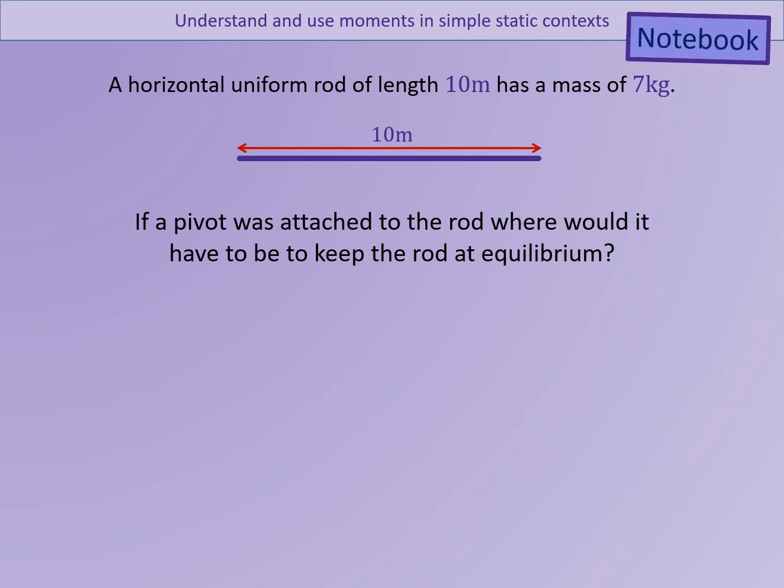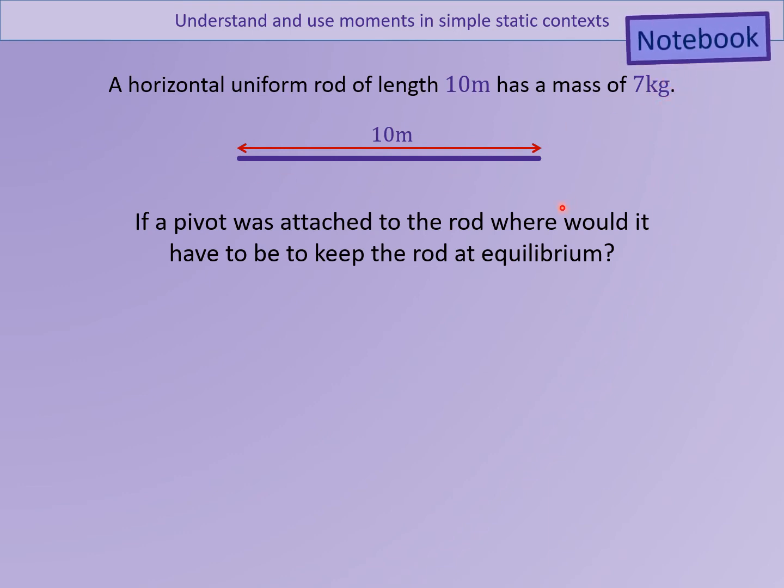Okay, so let's make a bit more complicated situation then. I've got a horizontal uniform rod, okay, 10 meters, mass of 7 kilograms. So I've lost one of those key words that I've been using all the time, which was the word light. Because now we've got a situation where the actual rod itself has a mass. So I'm bringing that in.